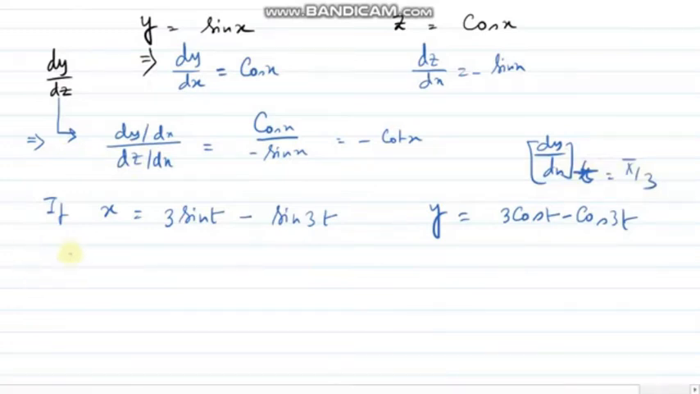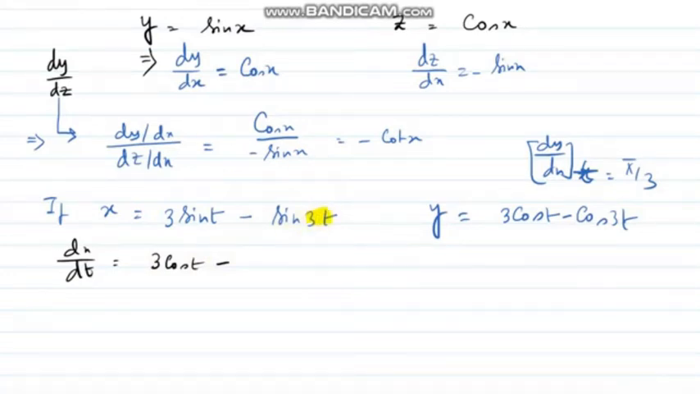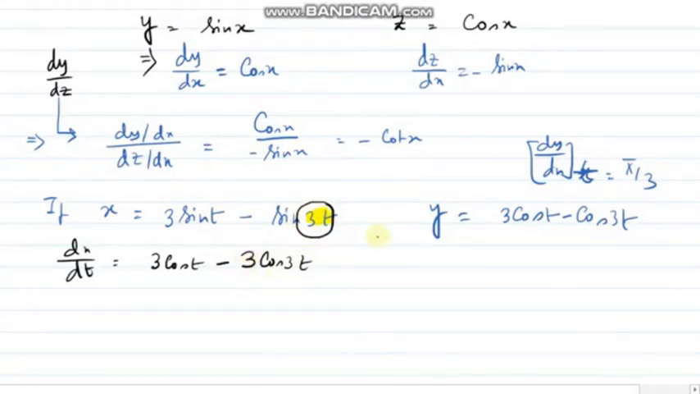So first, if you calculate dx/dt, what will be dx/dt? 3 cos t minus, what will be d/dt of sin 3t? d/dt of sin x, that is cos x, right? So if you differentiate it, it will be cos 3t into d/dt of 3t, that will be 3, right? Similarly, dy/dt will be minus 3 sin t minus, cos 3t will be minus sin 3t into 3. It will be like this, right?